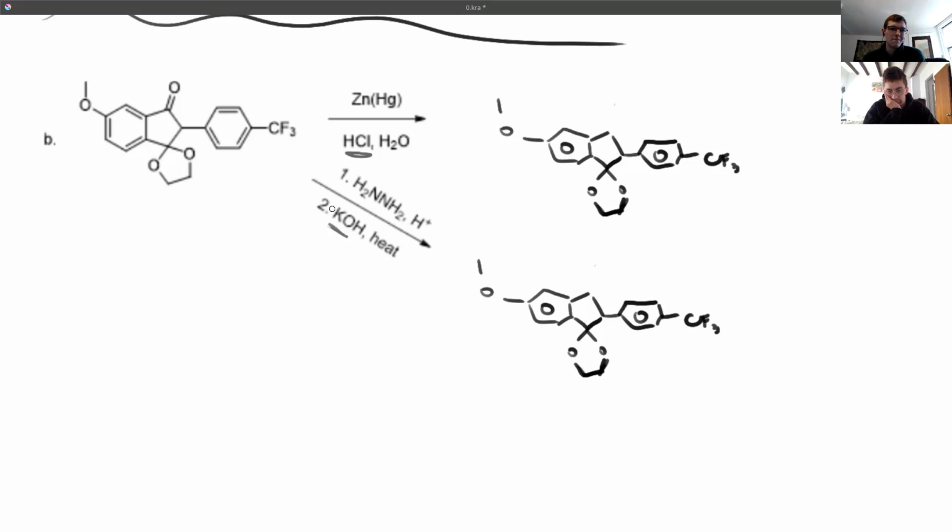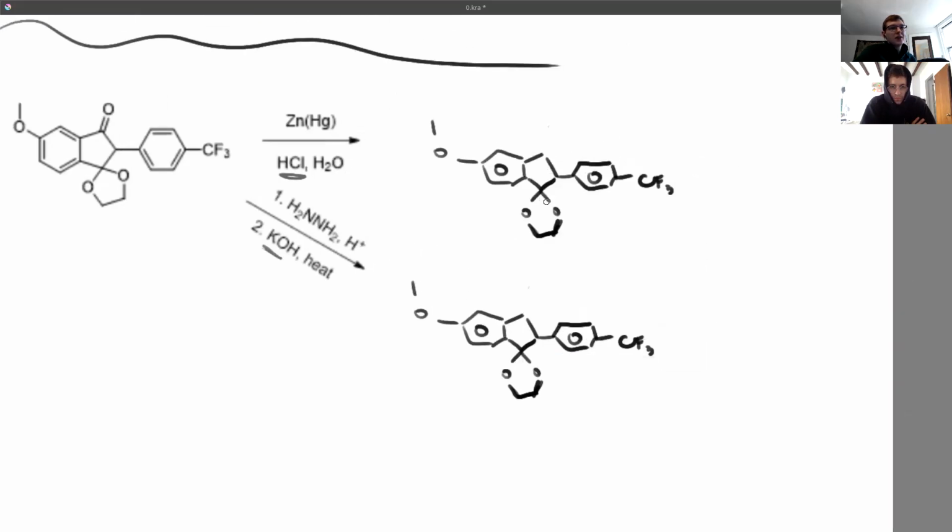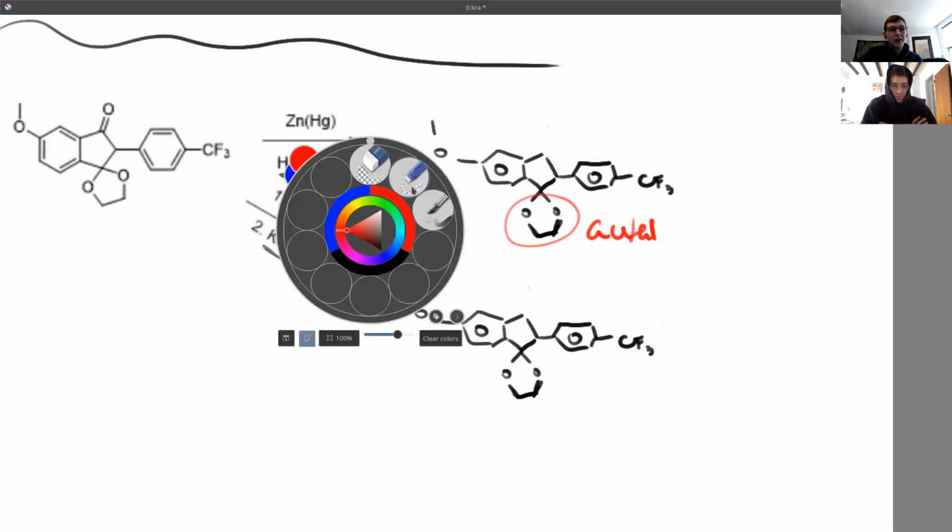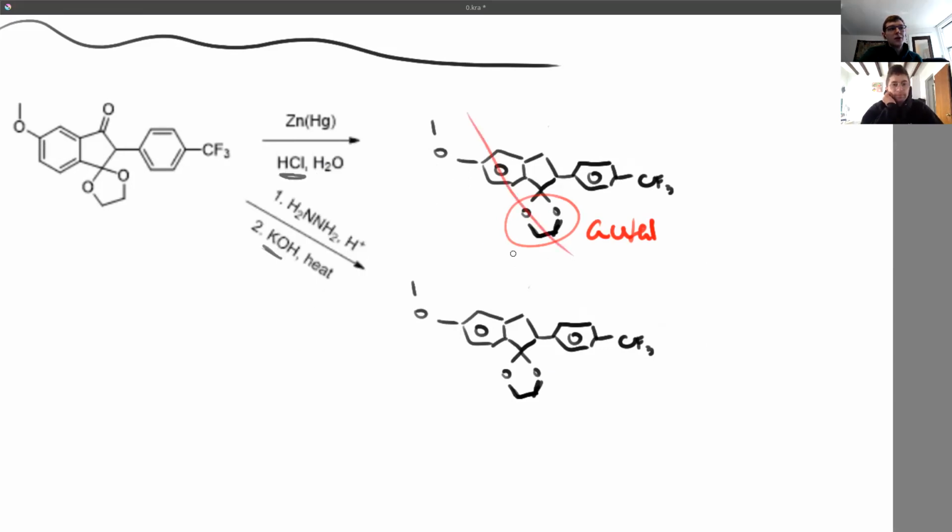Yeah. So would you do that because in basic conditions that ring with the 2 oxygens is stable, whereas in acidic conditions, it's not. Yes, exactly. So notice that this is an acetal. Oh, okay. Acetals are no good under acidic conditions. They'll break. Okay. So we don't make this.